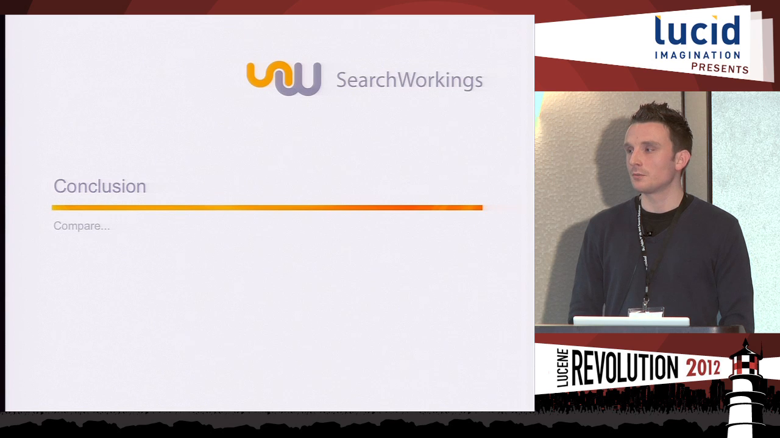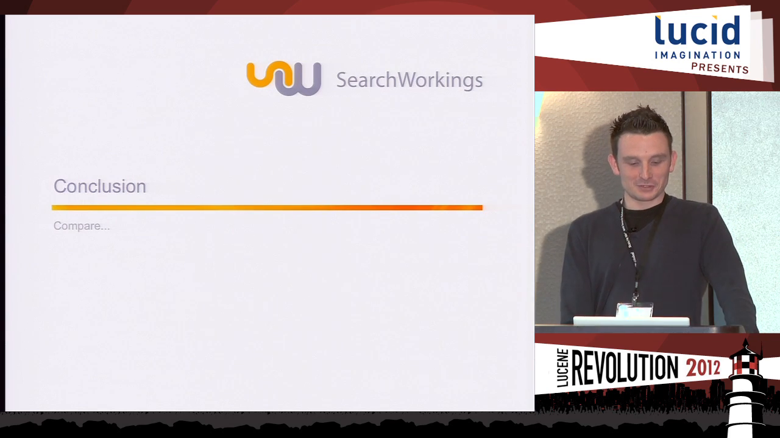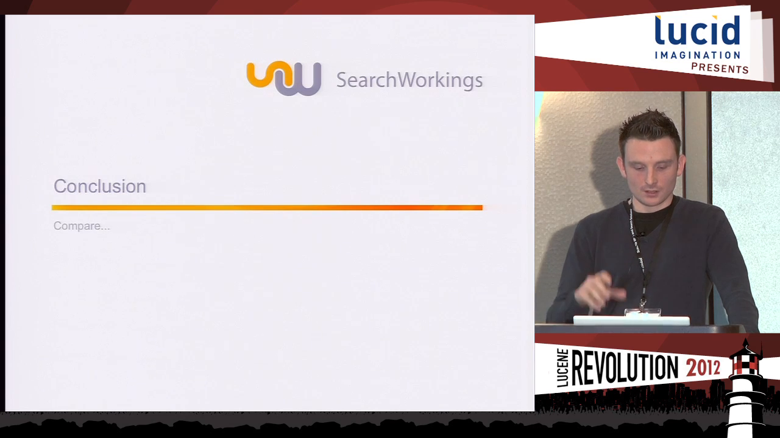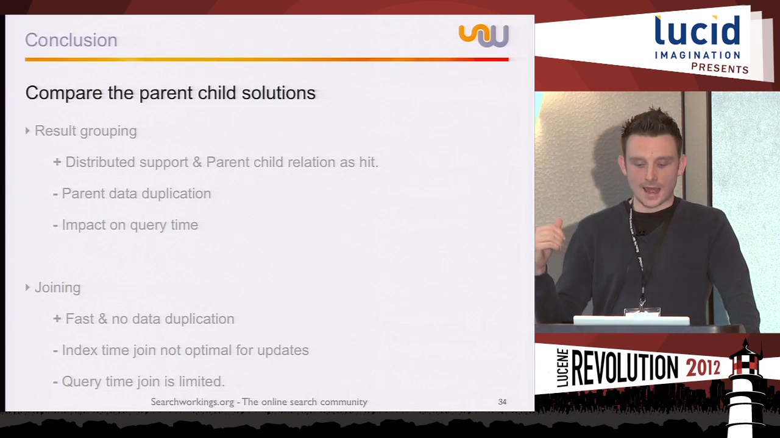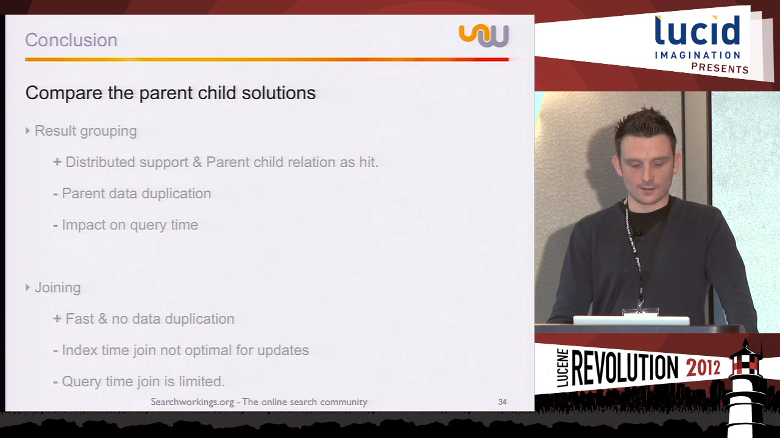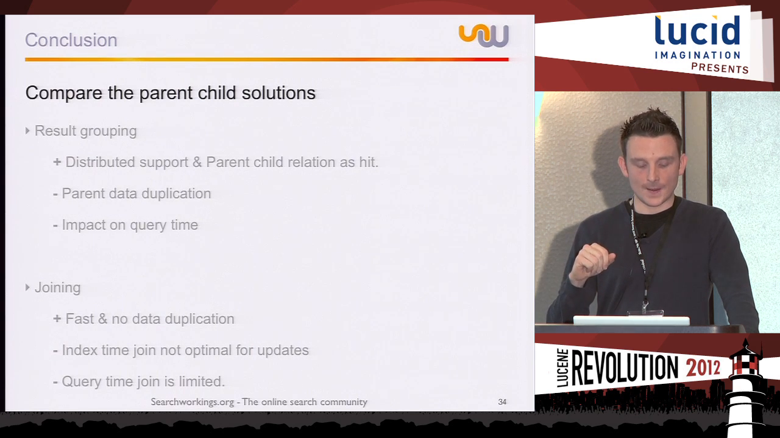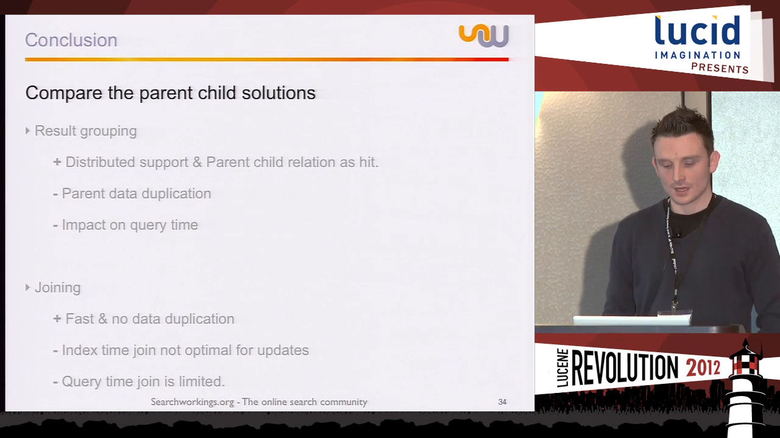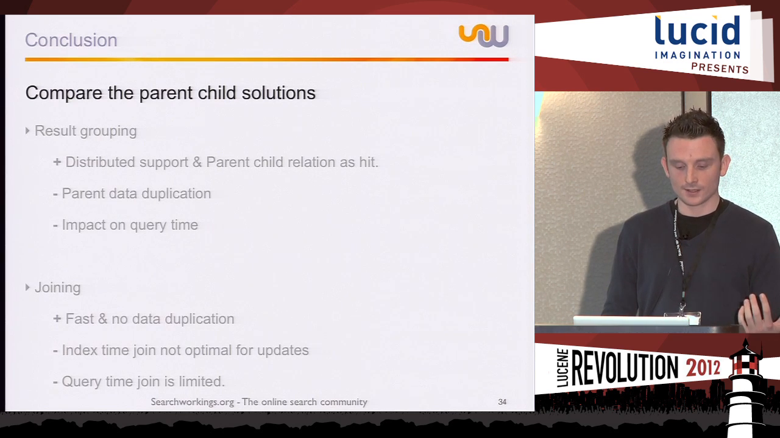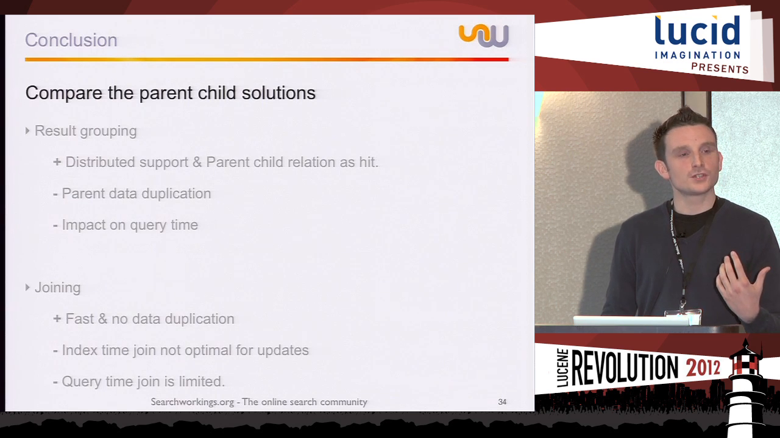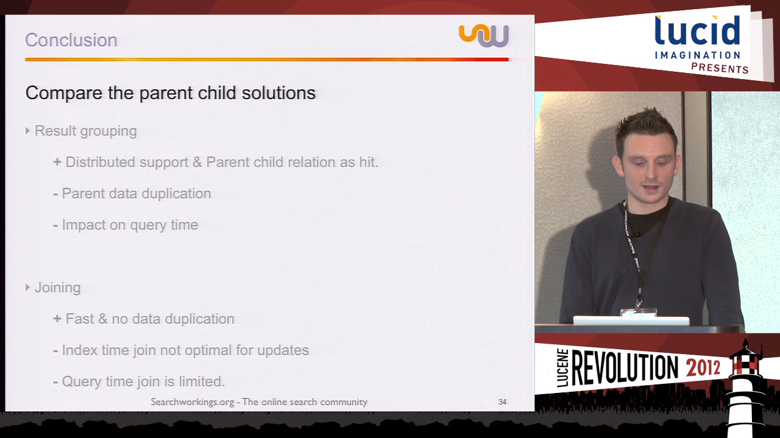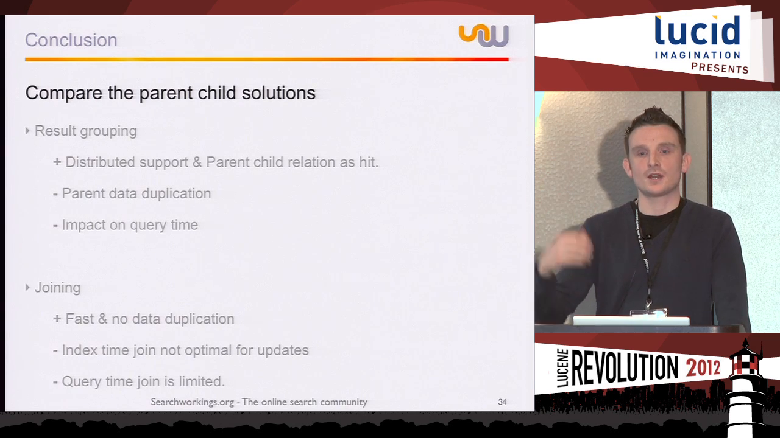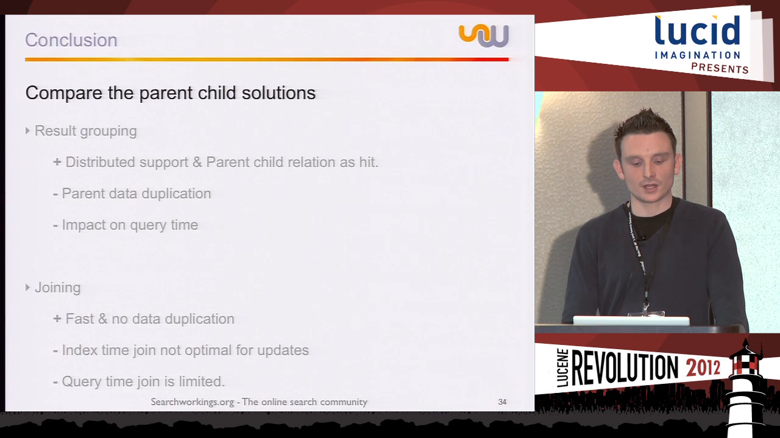So, a small conclusion comparing the parent-child solutions. What we looked at is result grouping, joining, and compound documents. The first thing, result grouping: the big plus is that it's supported in a distributed environment. You can get the parent-child relation as a hit. But the downside is parent data is duplicated. And depending on what grouping feature you enable, it can have a considerable impact on the query time. But since it's distributed, you can have more shards around to make sure that it doesn't take too much query time.